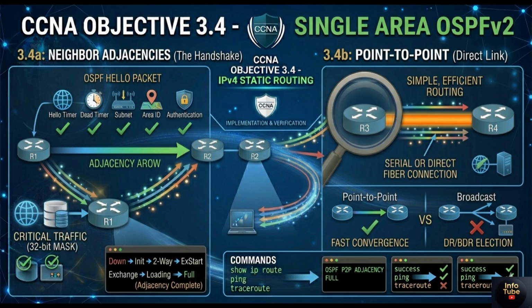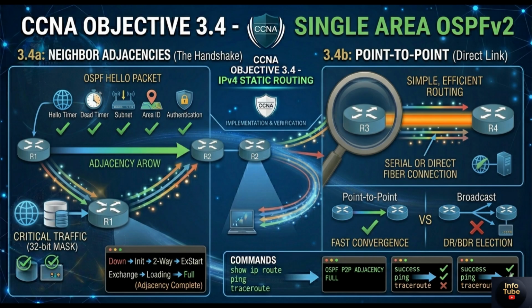3.4b, Point-to-point, the direct link. A point-to-point network type occurs when two routers are connected directly, such as through a serial link or a dedicated fiber connection. In this mode, OSPF logic is simple. There are only two nodes, so there is no need for a leader or complicated elections. The two routers simply form an adjacency and start swapping their routing data immediately.